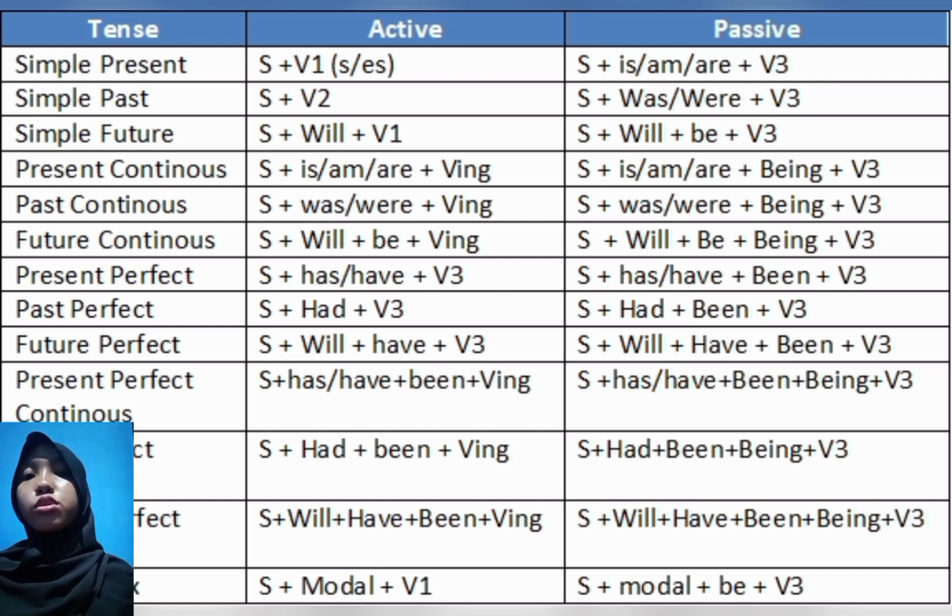Modal auxiliary, pattern active: subject plus modal, for example can, plus verb 1. Pattern passive: subject plus modal plus be plus verb 3.